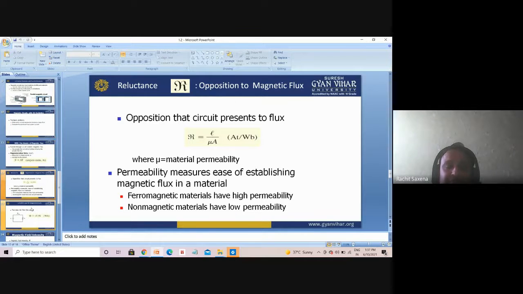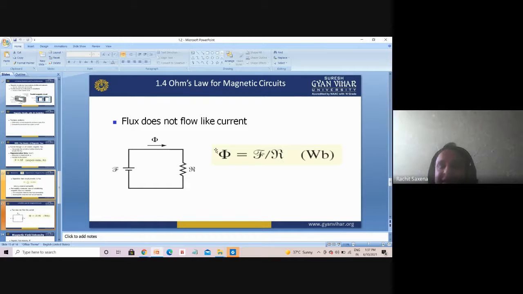Now here, Ohm's law for the magnetic circuit. It is similar to your electrical circuit. In the electrical circuit we use EMF, but in the magnetic circuit we use MMF, represented by F. Then flux: in the electrical field we have current on this side, but here we have flux lines. In the electrical field the resistor represents resistance, but in the magnetic field it is represented by R, that is reluctance.